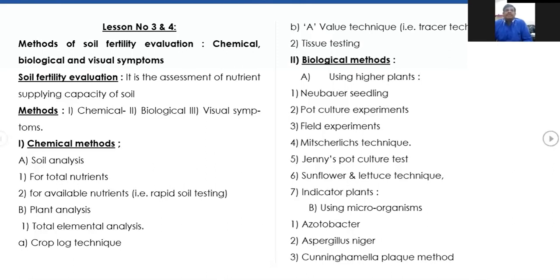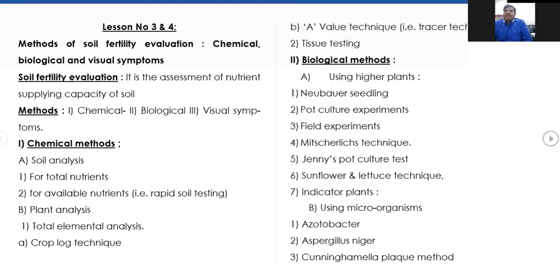There are two methods: the crop log technique and the A-value technique. The A-value technique is particularly a tracer technique to evaluate tracer elements that are present but don't show deficiency symptoms. Another is tissue testing, which is widely used.